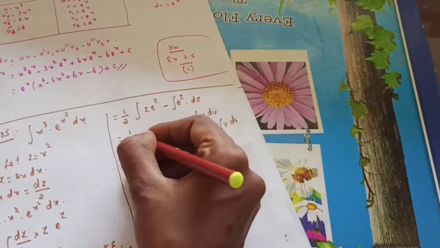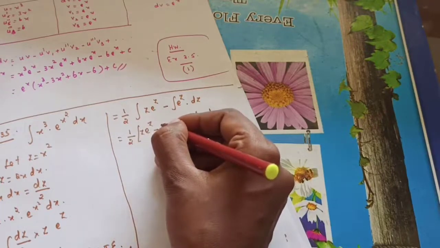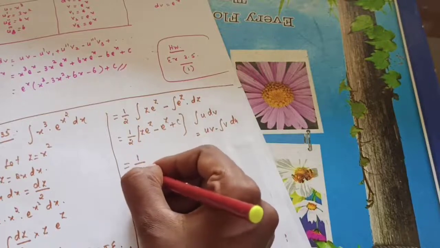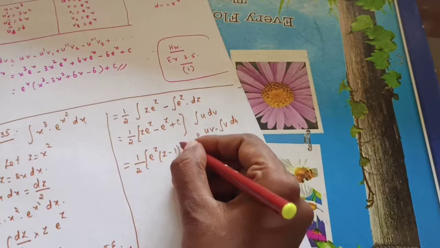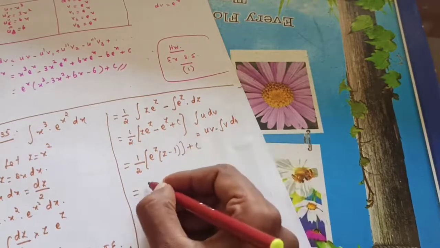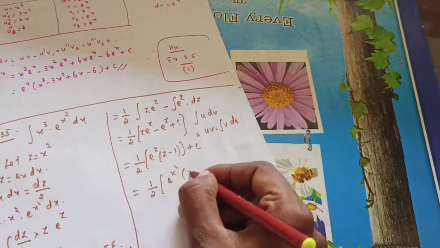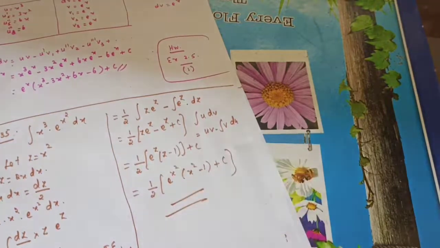That's equal to 1 by 2 into z e power z minus integral of e power z, which is e power z, plus c. That's equal to 1 by 2 into e power z; you can take it common. So z minus 1 plus c. That's equal to 1 by 2 into e power z, that means e power x square, into x square minus 1 plus c. That's the answer. Okay. Have you got it? I hope you got a good idea. This one is very easy. Okay.